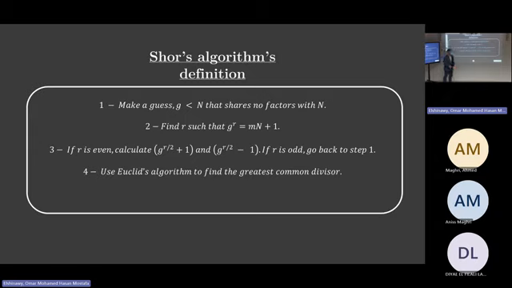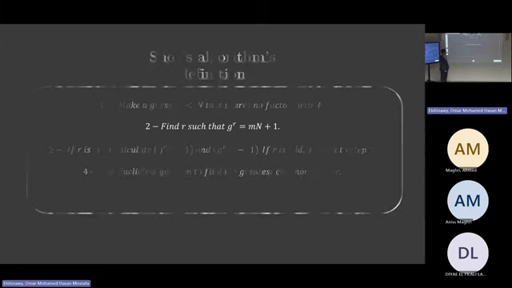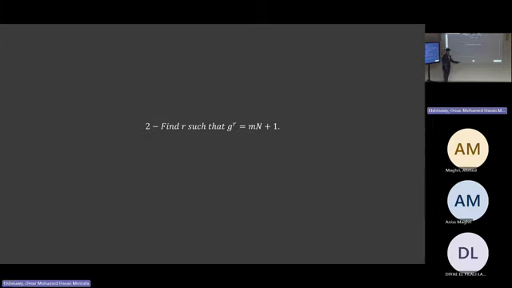Because if r was odd, then r half would not be a whole number, g to the power r half wouldn't be a whole number, and we're searching for a whole number. This wouldn't make sense. And fourth, use Euclid's algorithm to find the greatest common divisor. Looking at all these steps, where would quantum computing implicitly have been? It was actually in the second step. How did you actually find the number r?